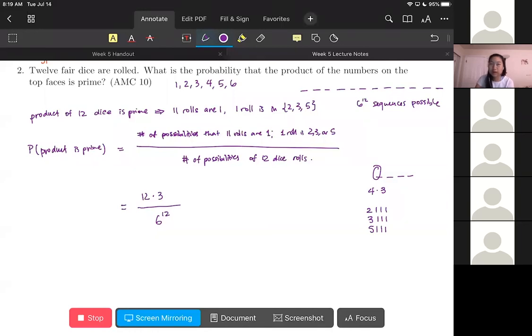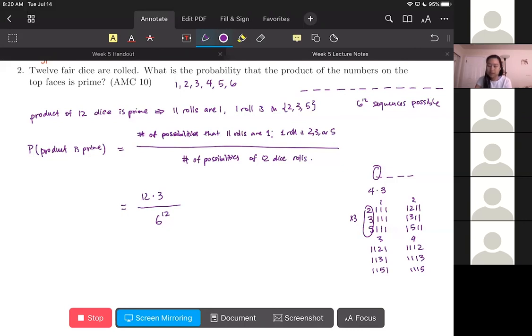If the second spot is not the 1, you can have 1, 2, 1, 1, 1, 3, 1, 1, 1, 5, 1, 1. If the third one is not a 1, then you can get 1, 1, 2, 1, 1, 1, 3, 1, 1, 1, 5, 1. And if the fourth one is not a 1, you can get 1, 1, 1, 2, 1, 1, 1, 3, 1, 1, 1, 5. So this is how you get the 4, right? The 4 is like there's 4 different spots, 1, 2, 3, 4, where you can put the roll that's not a 1, and then with each of these cases, it's times 3 because there's 3 possibilities.